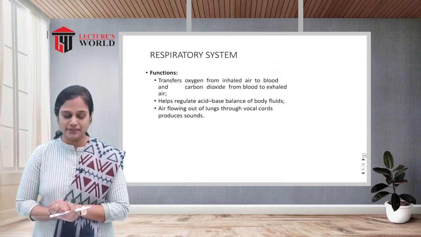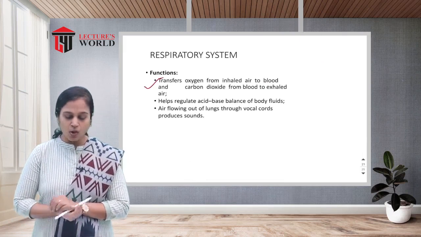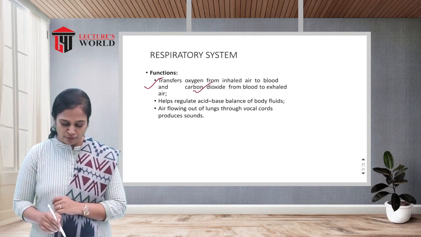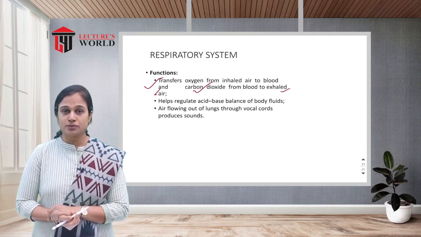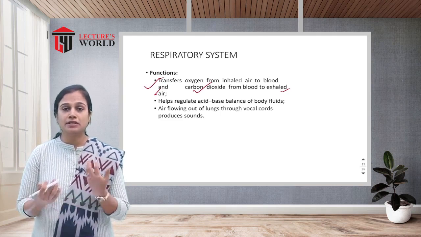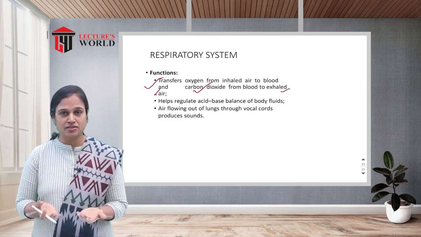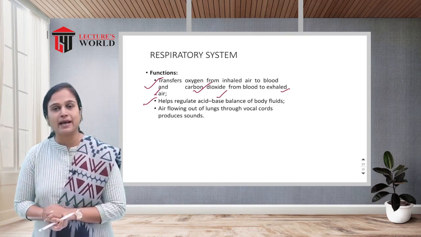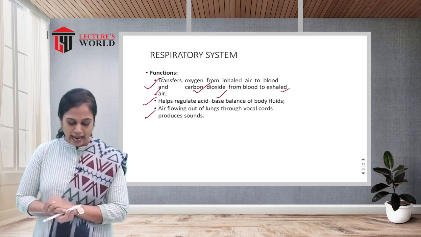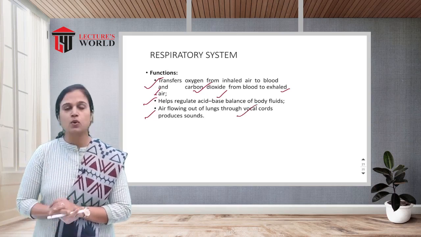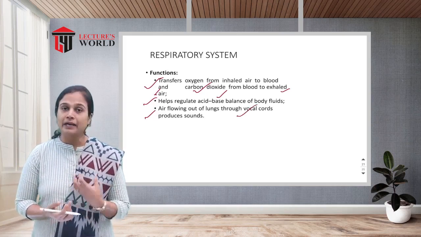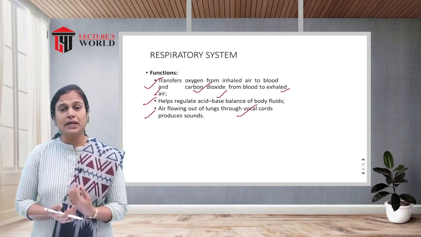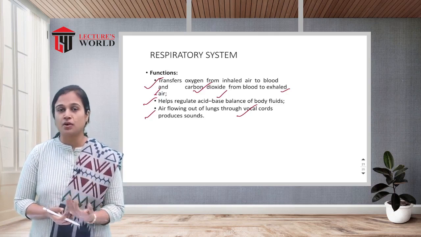The function of the respiratory system includes transferring oxygen from the inhaled air to the blood and carbon dioxide from the blood to the exhaled air. That is the vital function, the inhalation of oxygen and exhalation of carbon dioxide. It also helps to regulate the acid-base balance of the body fluids, and air flowing out of the lungs through the vocal cords produces sound and helps us to speak. So basically the respiratory system is meant for inhalation of oxygen and exhalation of carbon dioxide.